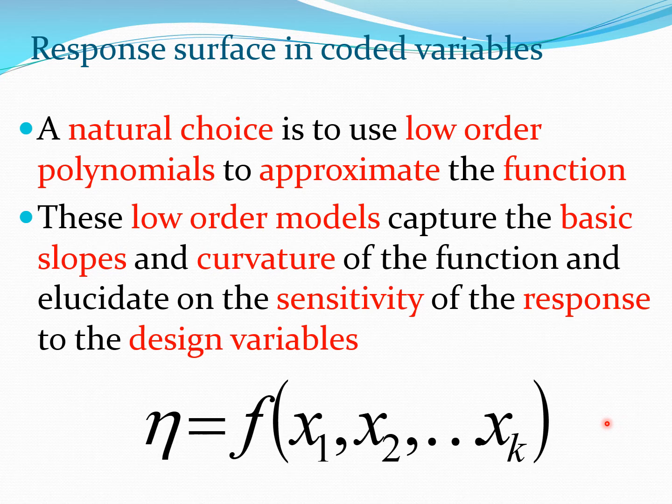Now, in response surface, from what we know about calculus and mathematics, the first function which would come to mind would be to use polynomials. And essentially, when you use polynomials, you want to use the lowest polynomials which are possible. So we would at least like to capture the basic slope and curvature of the function and look at the sensitivity of the response to the design variable. So again, this is the functional form expressed now in terms of coded variables for the response surface, the metamodel, or the surrogate.